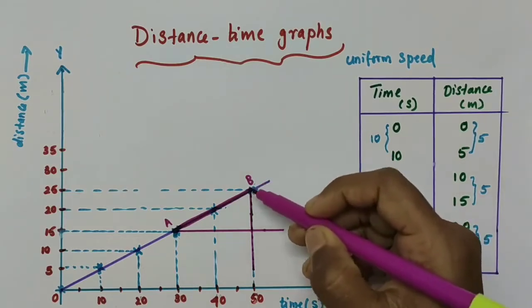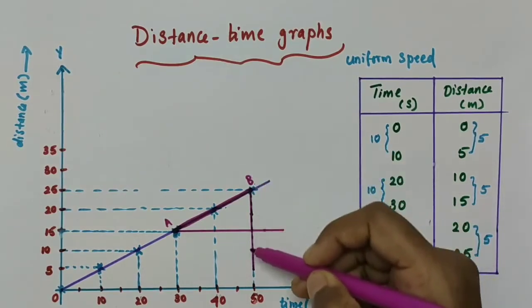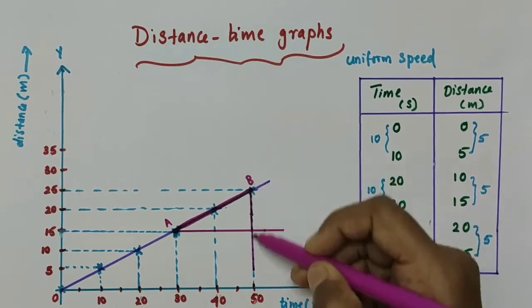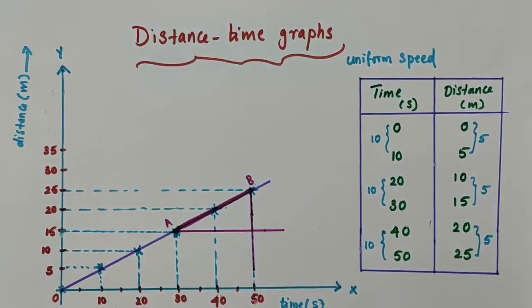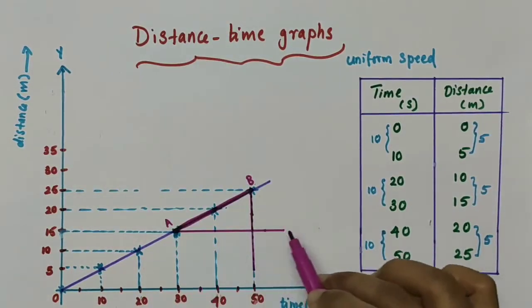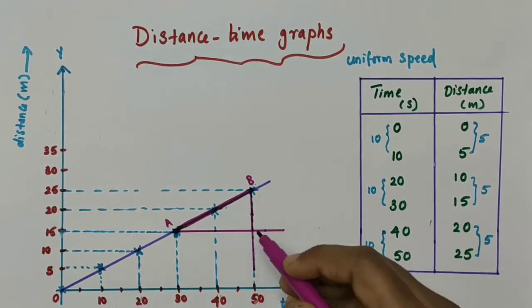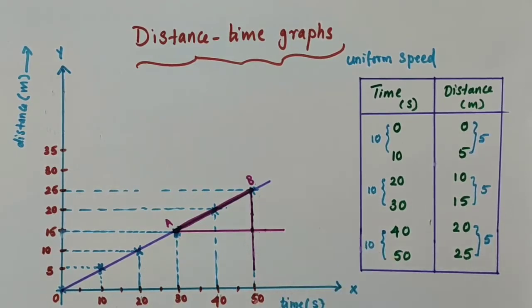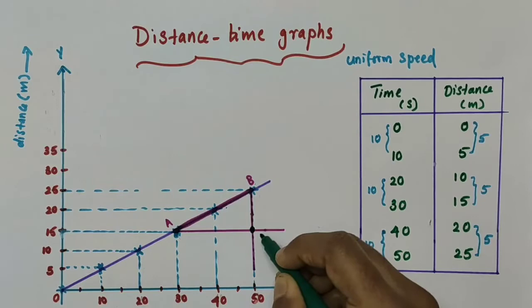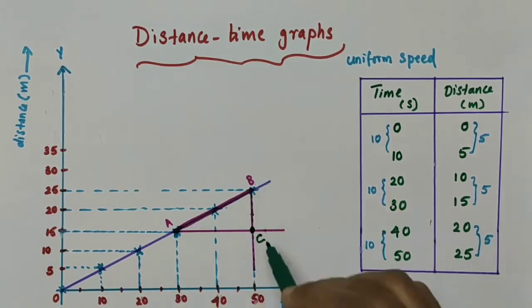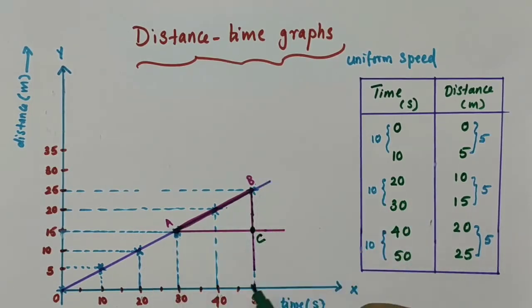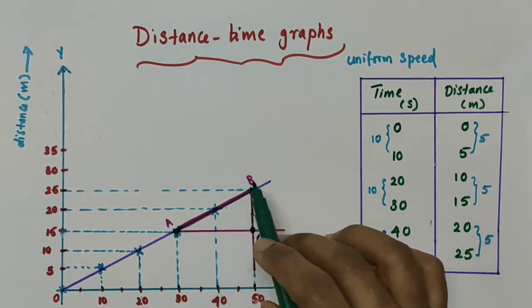Then I drew a line from the point B parallel to the distance axis or the y-axis where the distance values are marked. These two lines meet each other at this point, and I am naming this point as C. Now you see we are getting a triangle here, triangle ABC.